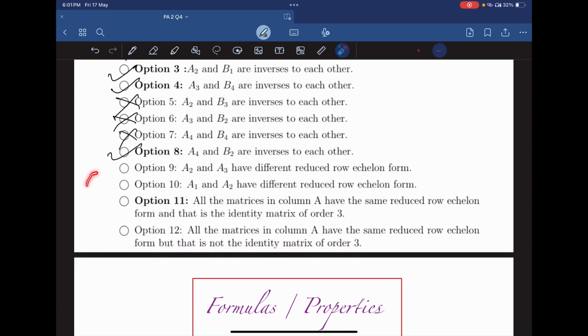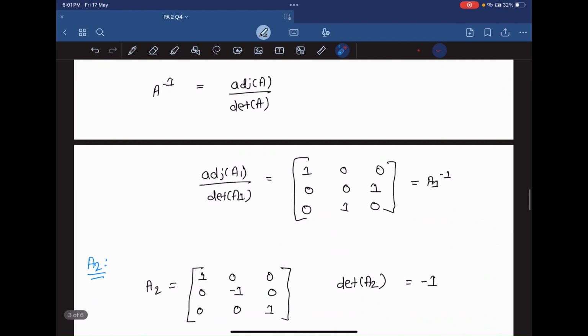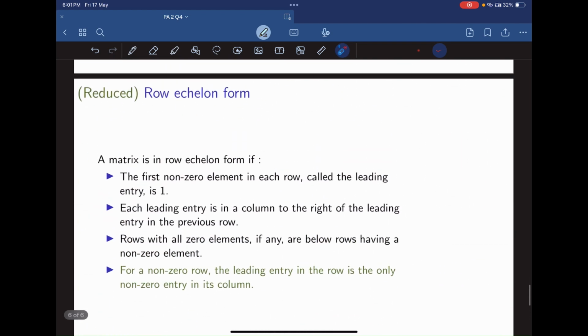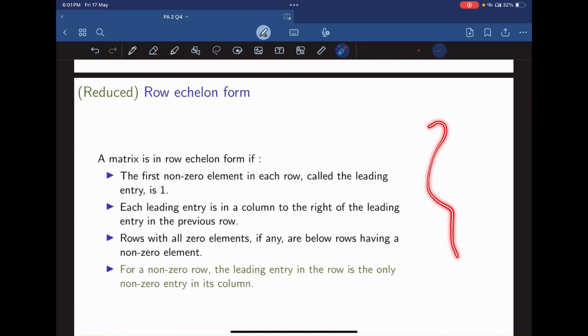So the next four options are about calculating the reduced row echelon form for these matrices. The conditions for a matrix to be in reduced row echelon form are as follows. The first non-zero element in each row is called the leading entry. That should be 1. Each leading entry is in a column to the right of the leading entry in its previous row. Rows with all zero elements, if any, are below rows having non-zero elements. For a non-zero row, the leading entry in the row is the only non-zero entry in its column.